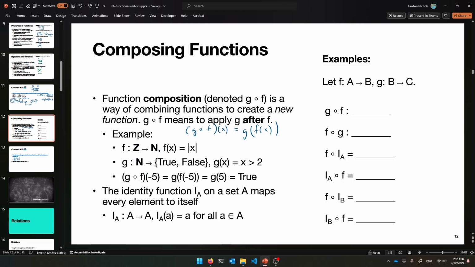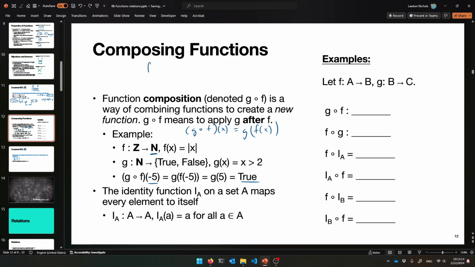So g composed with f on input -5, what do you get? First of all, these needed to align. You first do f of -5, and that gives you +5. So that's a natural number. Then you run g on that answer, on +5, and that gives you back, well, is +5 greater than 2? Yes, it is, so true. So the output of this entire composed thing is true. The input was -5, the output is true. So the composed function takes an integer to a bool. Okay, that's what's going on there.